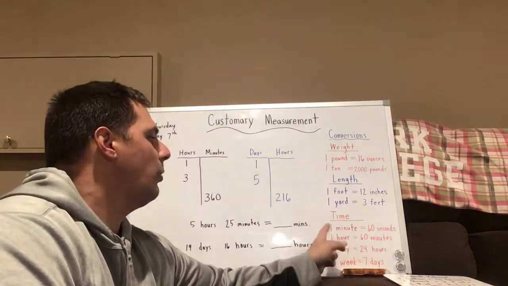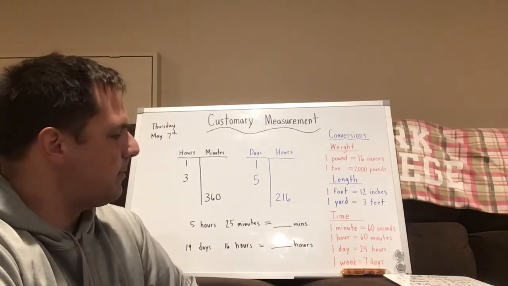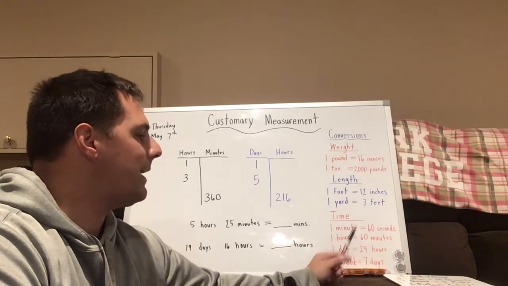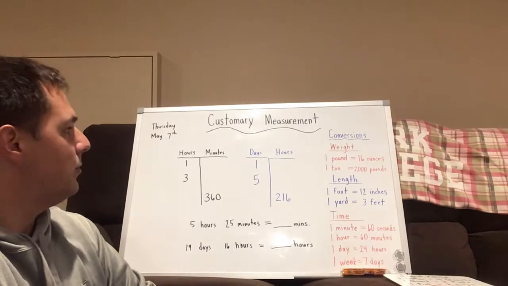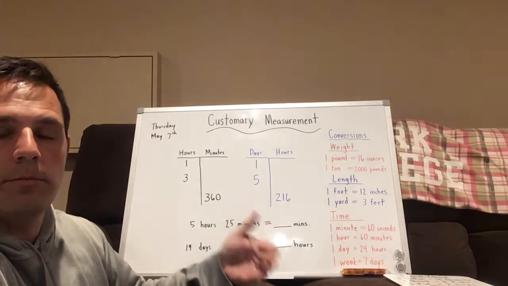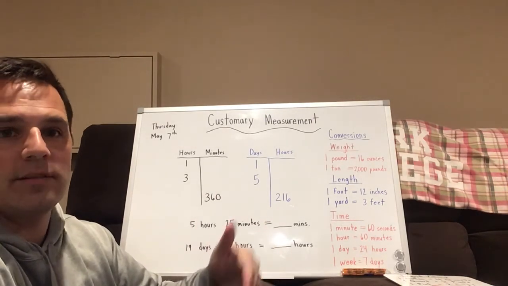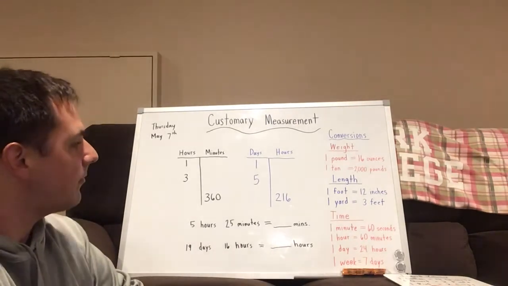whiteboard, we know that 1 minute is 60 seconds, 1 hour is equivalent to 60 minutes, 1 day is equivalent to 24 hours, and 1 week is equivalent to 7 days. So again, we're just going to use our conversions to go from days to minutes, maybe days to hours, maybe hours to minutes, or even hours to seconds. So there's lots of different conversions that we can do.